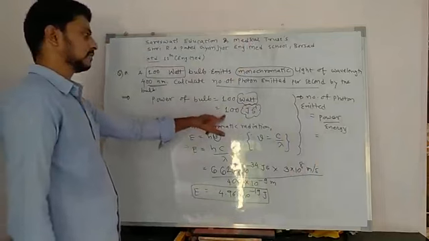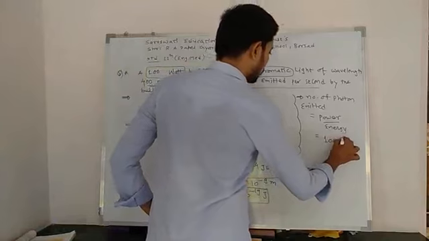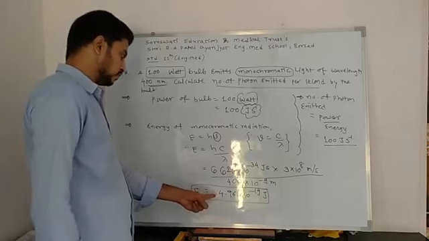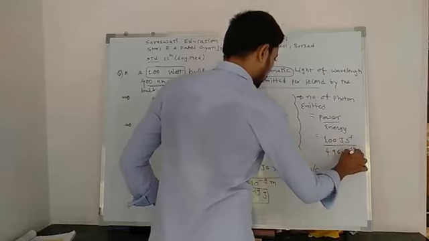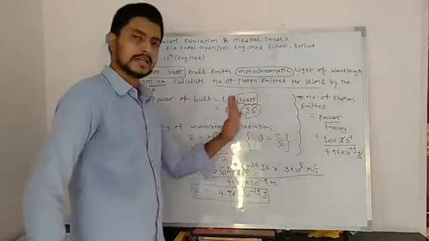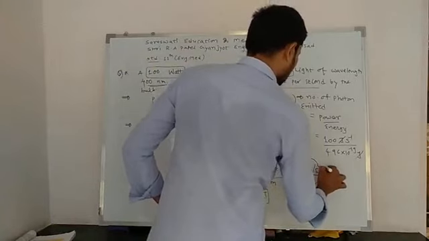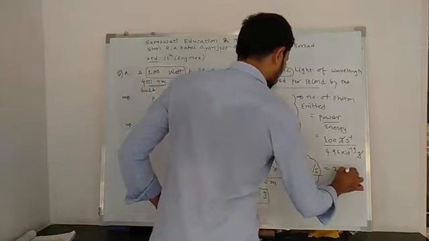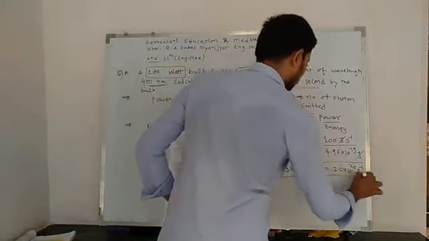So what is the power? Here we have the given value, 100 joule per second. So I will write 100 joule per second upon energy. Energy is given in joule, so 4.96 × 10^-19 joule. So here joule is cancelled, so we have the unit second inverse which remains at the end. If we calculate, then we get the answer as 2.0 × 10^20 second inverse. So this is our final answer.